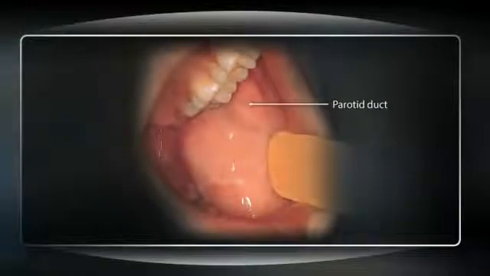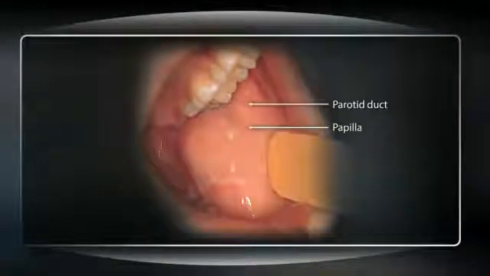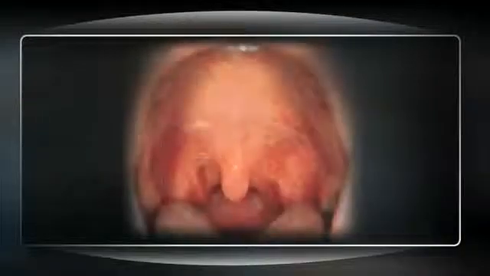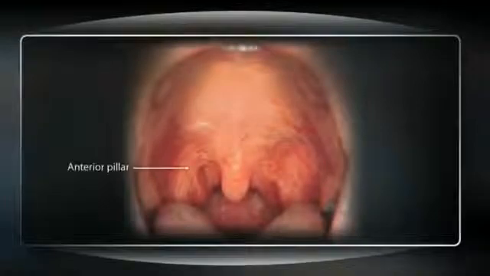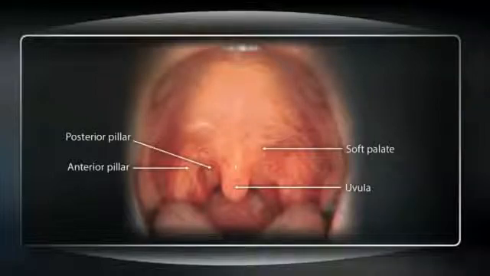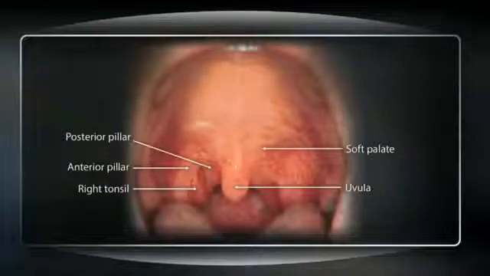Each parotid duct, or Stenson's duct, empties into the mouth near the upper second molar, where a small papilla frequently marks its location. The buccal mucosa lines the cheek. Above and behind the tongue rises an arch formed by the anterior and posterior pillars, soft palate, and uvula. Between the pillars, on both sides of the mouth, tonsils can be seen in their fossae, or cavities.